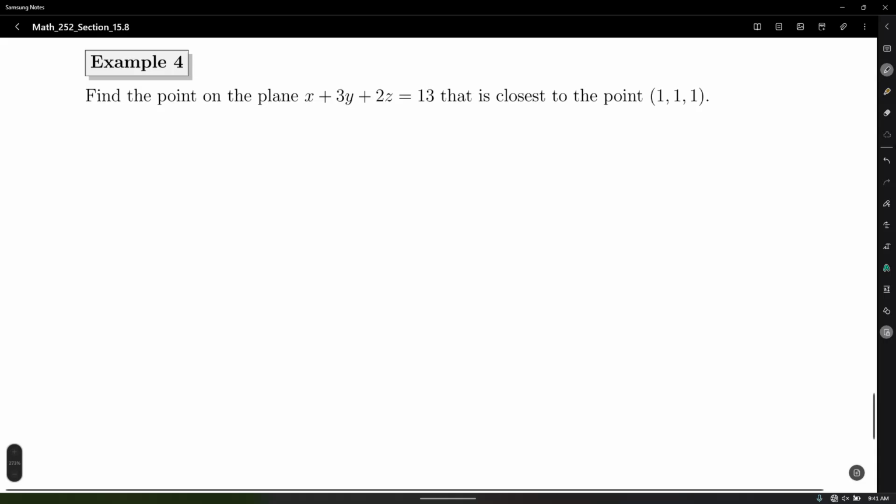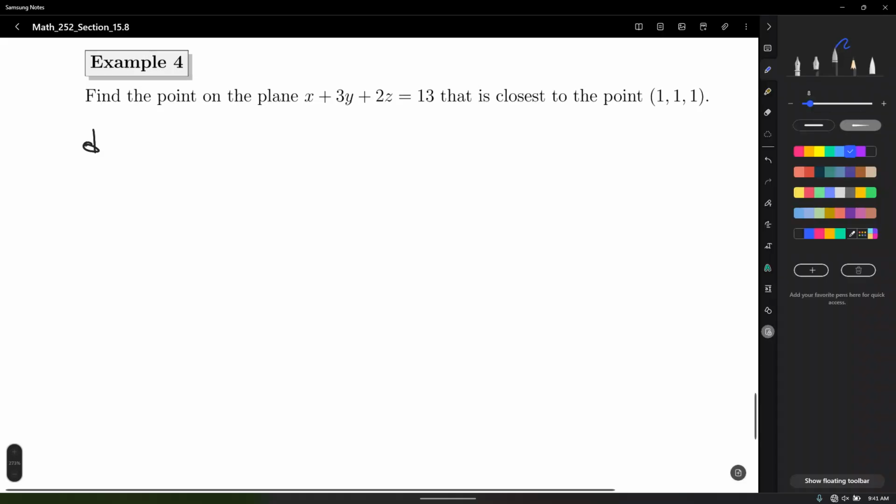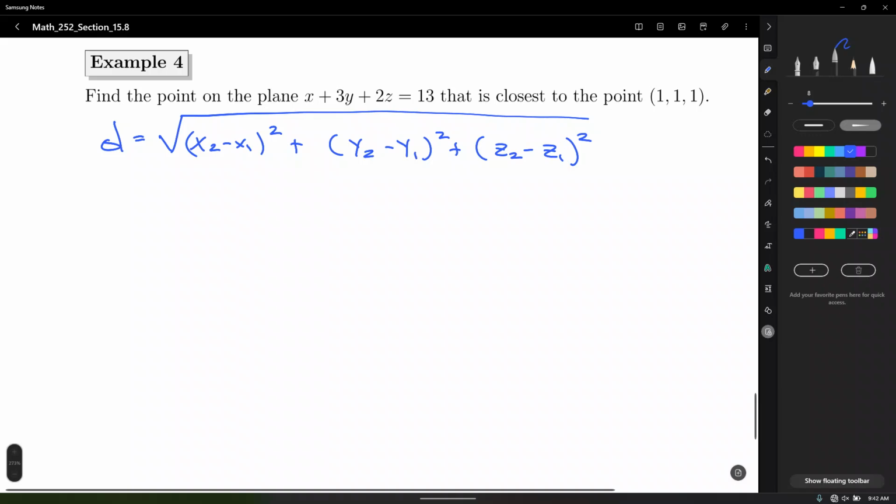Be careful, because an equation that does not contain an f of x y or f of x y z notation is only a constraint. We need to come up with the function ourselves. What's the distance function? Well, that's D, using the distance formula. D equals the square root of x2 minus x1 squared plus y2 minus y1 squared plus z2 minus z1 squared.